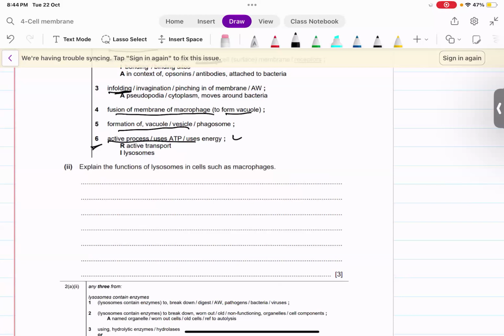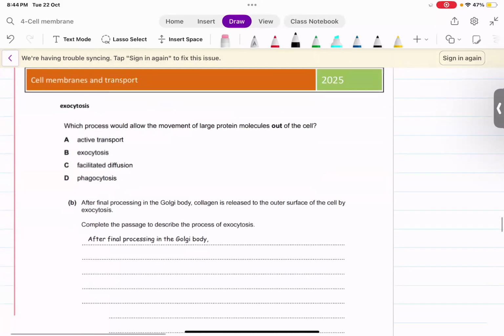Explain the function of lysosome. That's the same we have already discussed. Now in exocytosis, which process would allow the movement of a large protein molecule out of a cell? Out of a cell would obviously be by exocytosis.